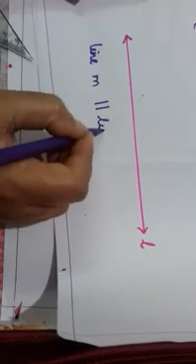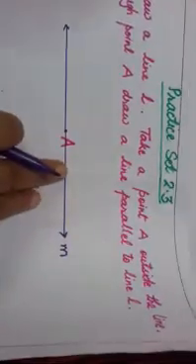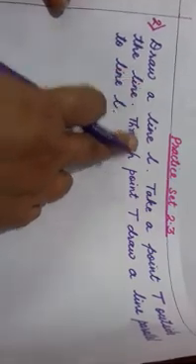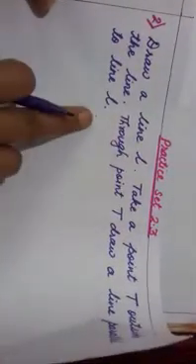How to write the answer now? Line M is parallel to line L. In this way we have completed the first question of practice set 2.3. The second question also we have to do in this way only. So let us start the second question of practice set 2.3. What is the second question? Again we have to draw a line L, take a point T outside, and through point T draw a line parallel to line L.